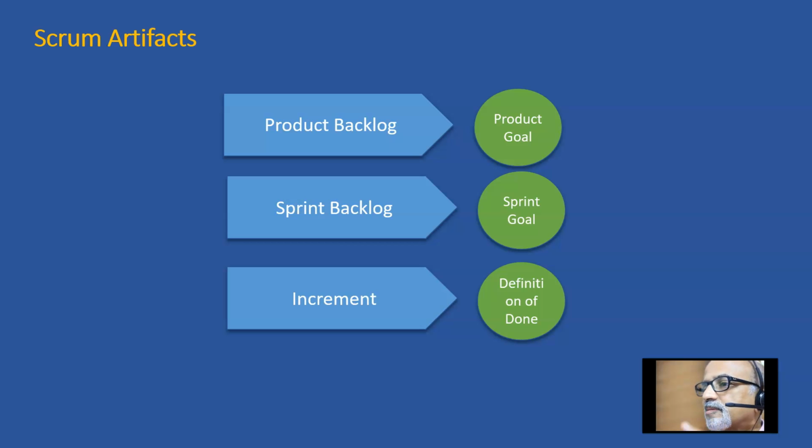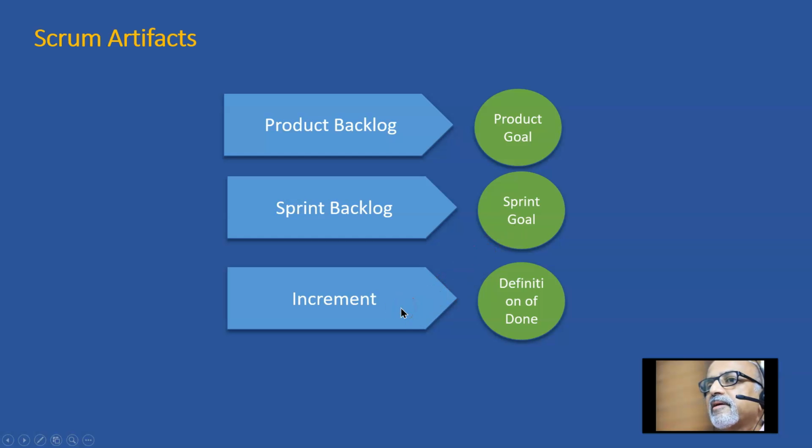Now let us discuss the Scrum artifacts. Product backlog is one key artifact, and that is driven by the product goal. What should the product do at the completion of it? So based on that goal, the product backlog should get fine-tuned, ordered and refined. Then sprint backlog. Sprint backlog is driven by the sprint goal. At the end of the sprint, what is it that we should be achieving?